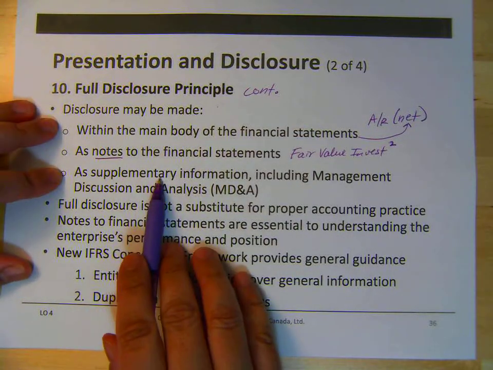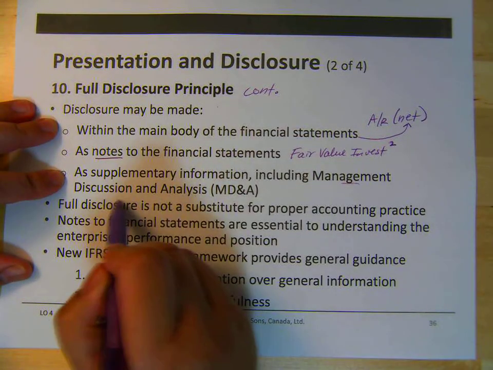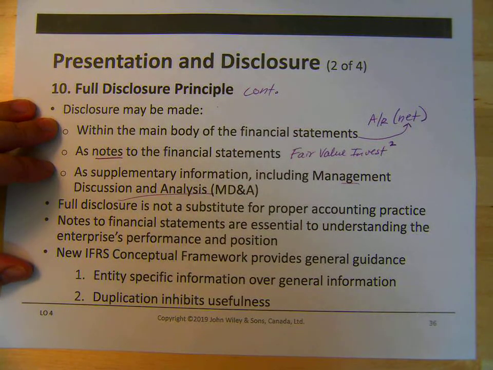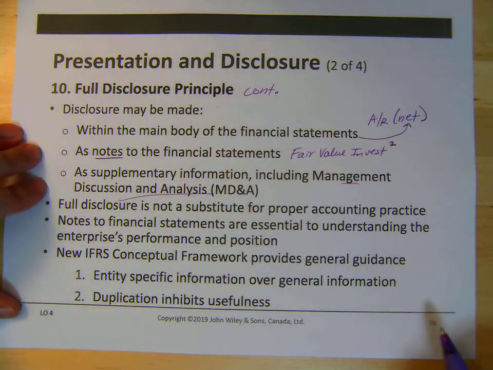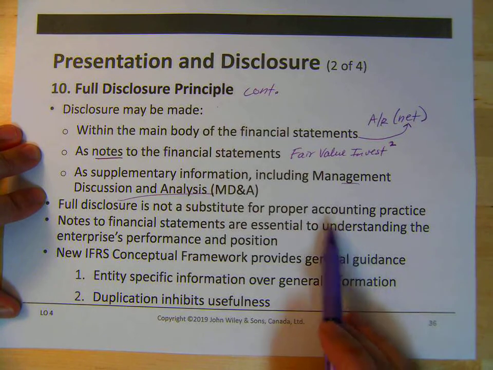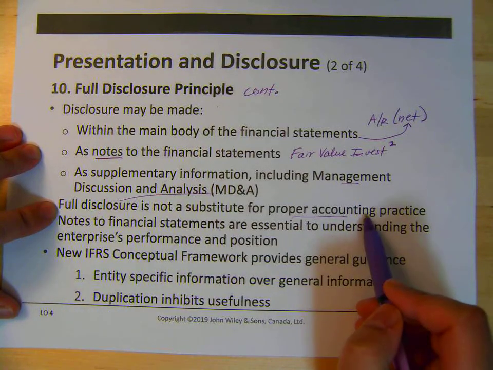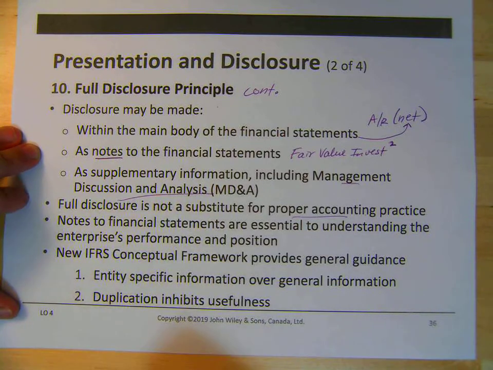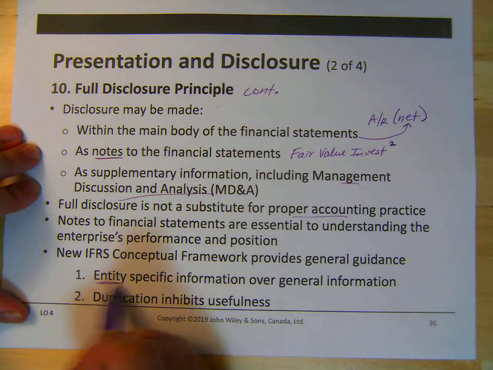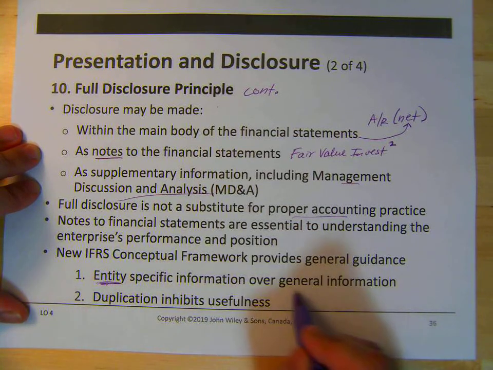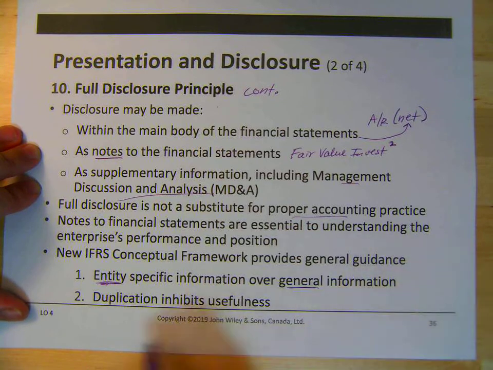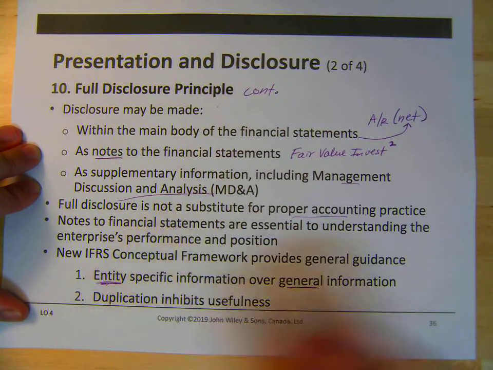As supplementary information, management discussion and analysis, which we'll talk about on the next slide. Now, that doesn't mean you can do whatever you want and just tell us all about it. You have to do proper accounting practice and then do the right disclosure. IFRS prefers entity-specific information over general information, and don't duplicate.